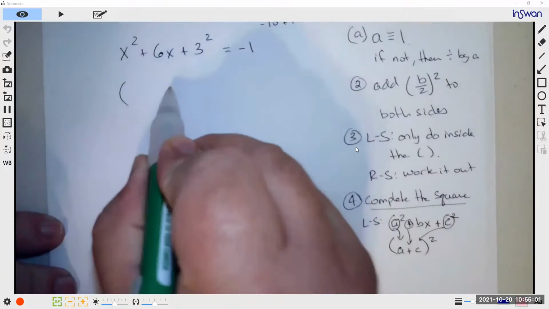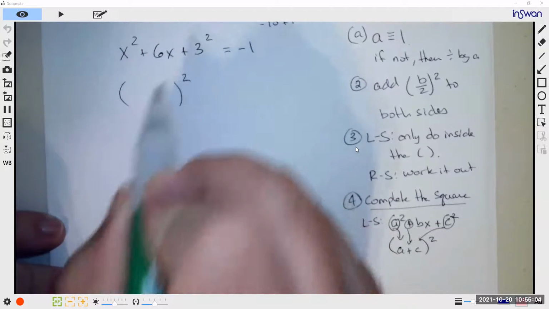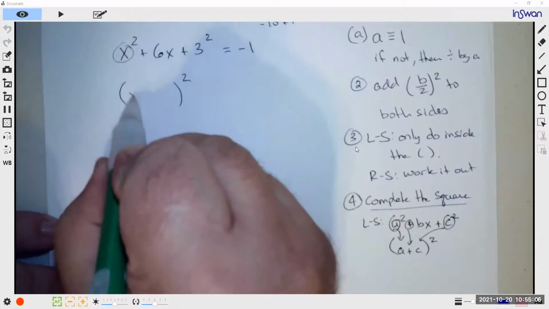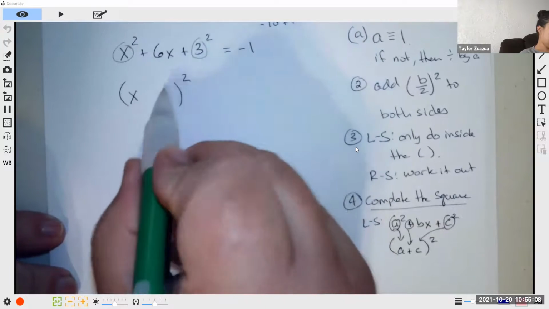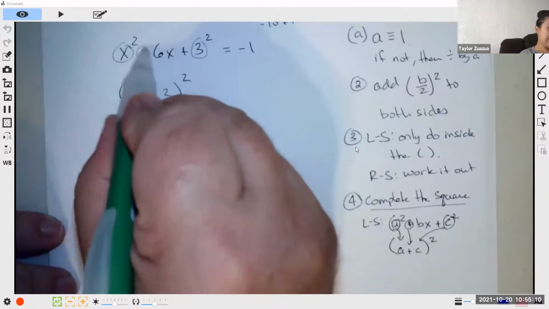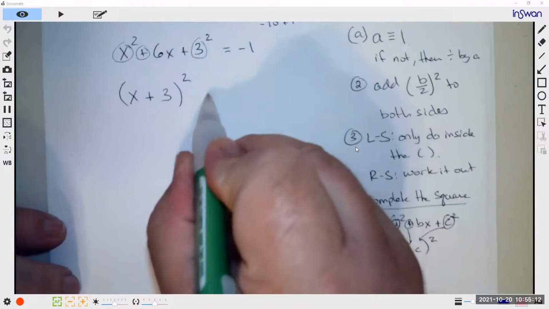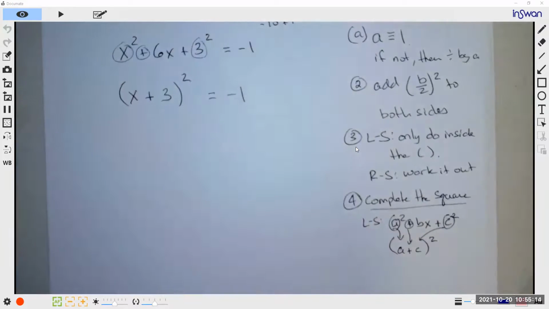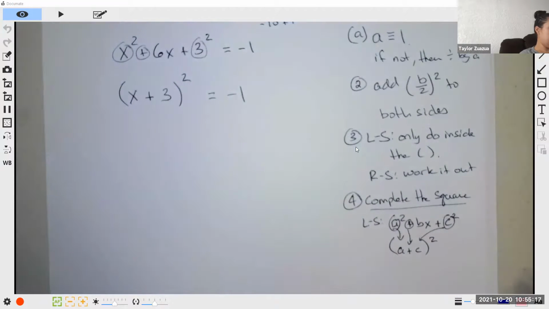So in our case, x is under the square, 3 is under the square, and the plus sign goes in the middle. x plus 3, and then you square it, equals negative 1. Okay. Doesn't seem that bad right now.